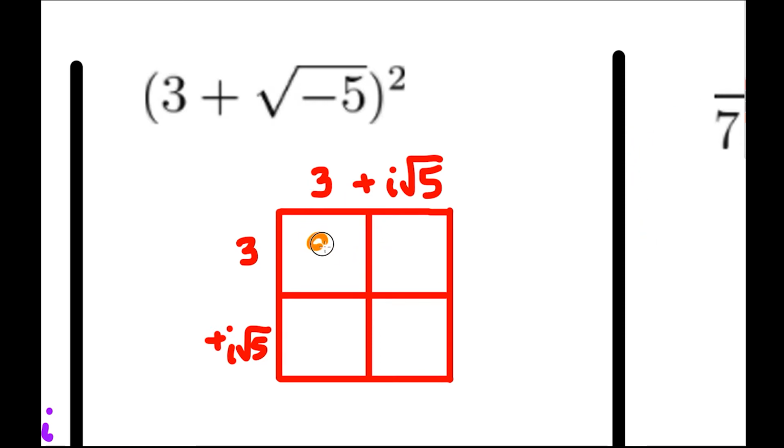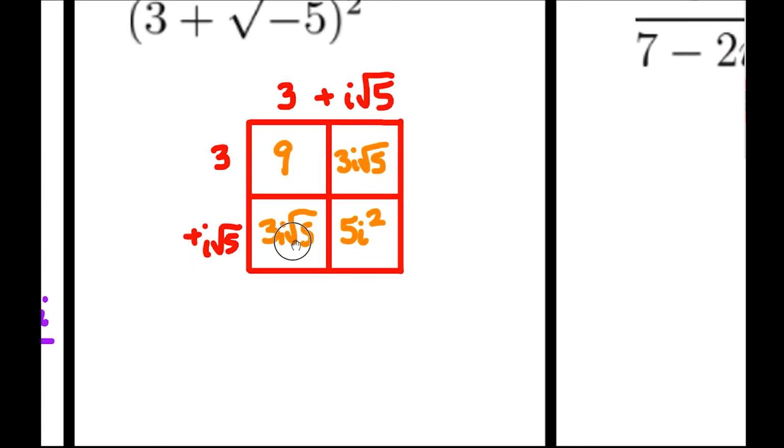All right, 3 times 3 is 9. This here is going to be 3i root 5. This is going to be also 3i root 5. And this is going to be 5 times i squared, which is really just going to be negative 5, because i squared is negative 1.